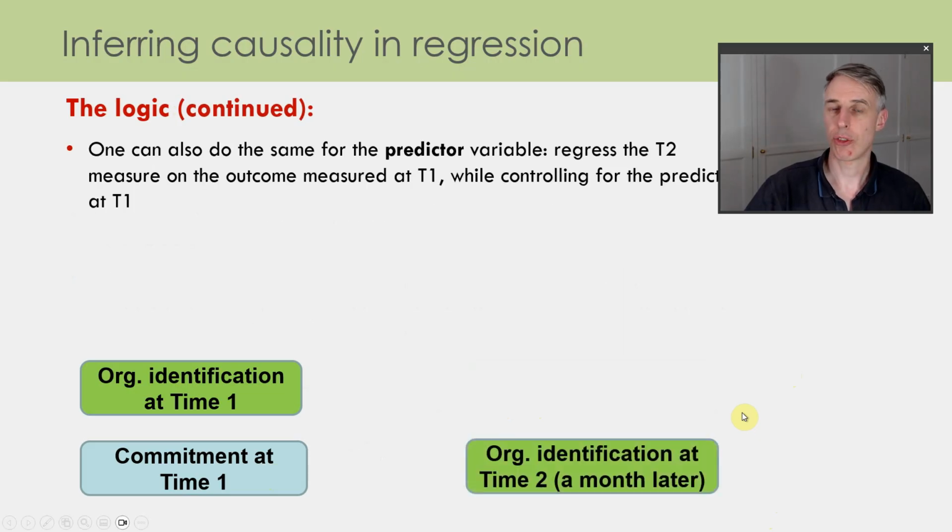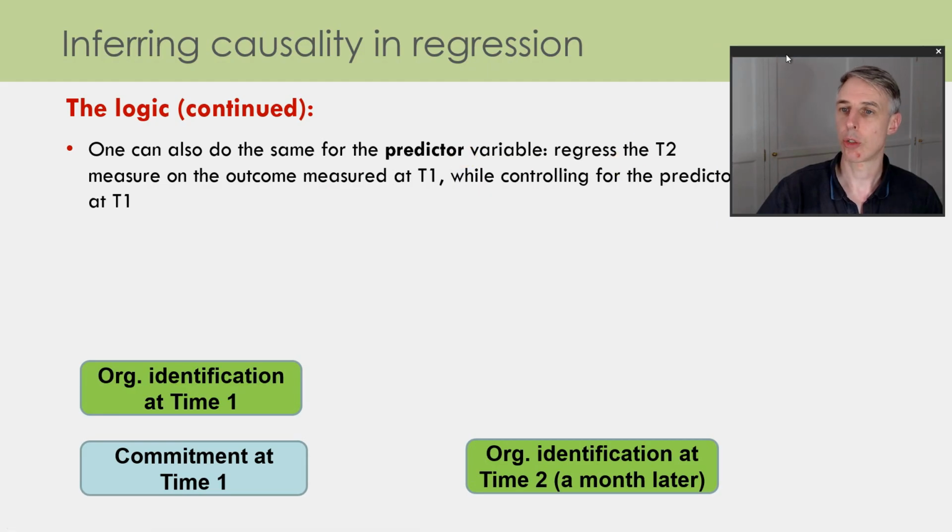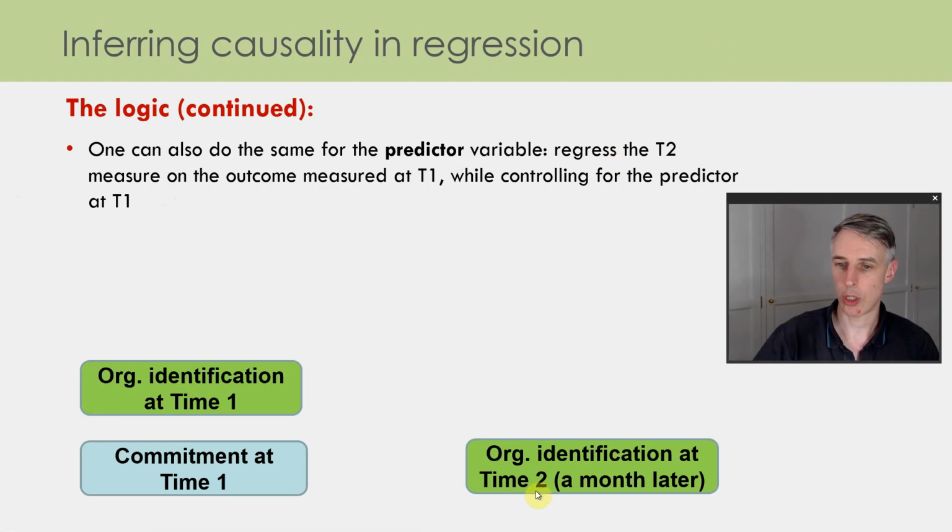Now, a second part of the fully cross-lagged design is that you can also run the equivalent model looking at the predictor variable. You can regress the time 2 measure, time 2 identification in this case, on the time 1 outcome variable while controlling for the predictor at time 1. Now, in a sense, this is the same model. You've got identification and commitment at time 1 as predictors, but we've just changed the outcome variable. We've put identification as the outcome rather than commitment.